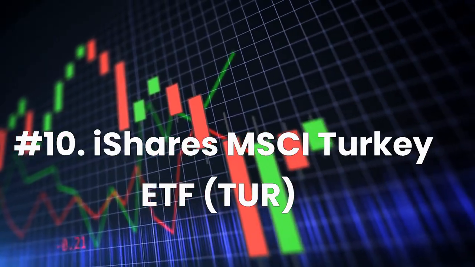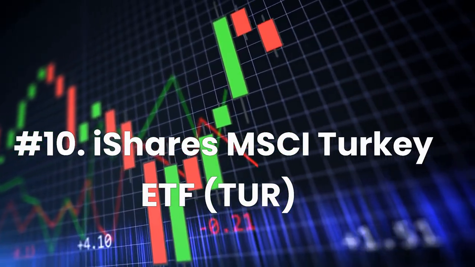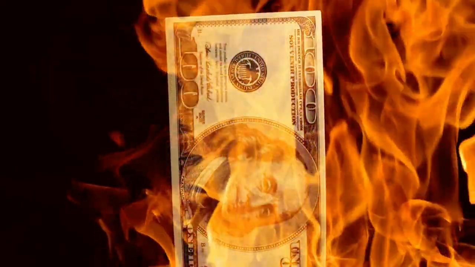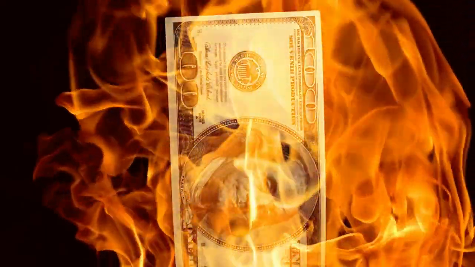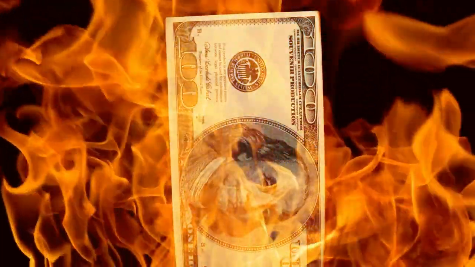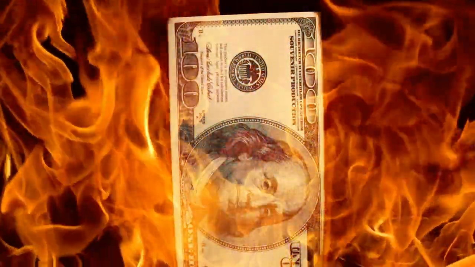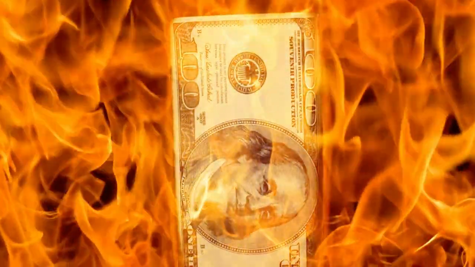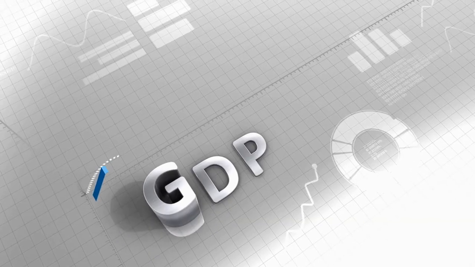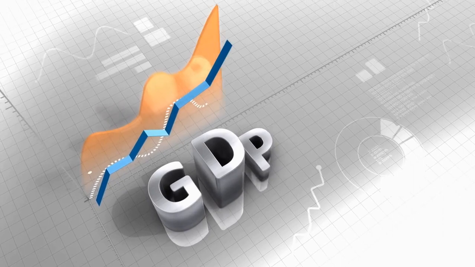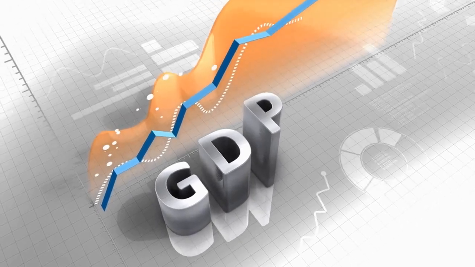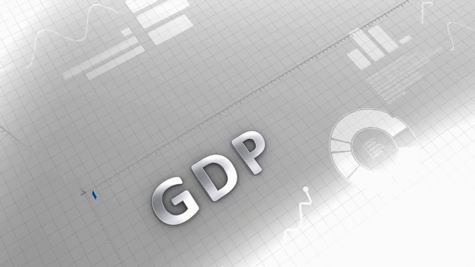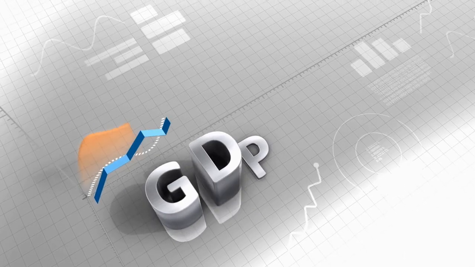Number 10. iShares MSCI Turkey ETF, ticker TUR. Turkey has had a rough few years. After a failed coup in 2016, Western sanctions and steep inflation sparked a currency and sovereign debt crisis in the country, just in time for the pandemic to make things even worse. But at long last, new policies are starting to stabilize the nation, and the GDP is projected to grow by 3% in 2022.